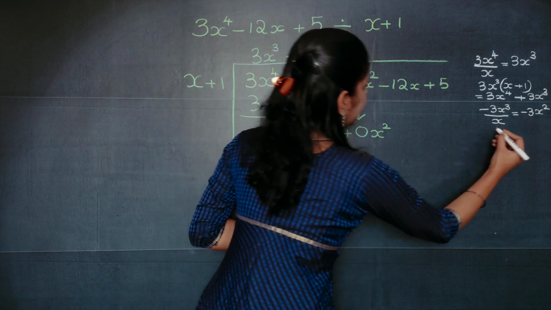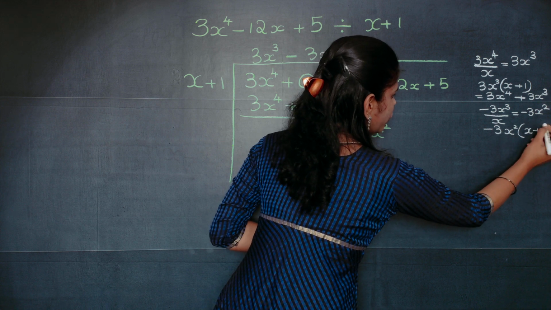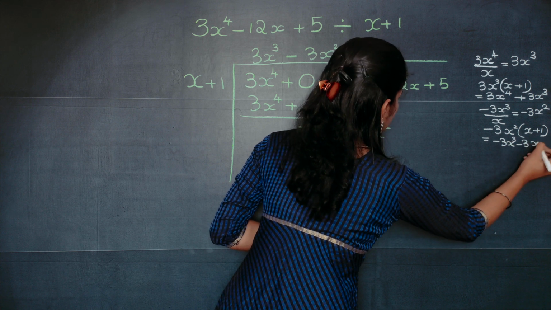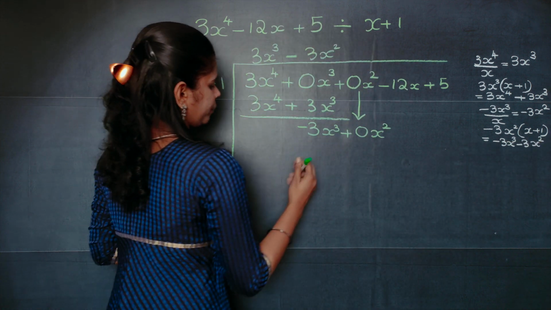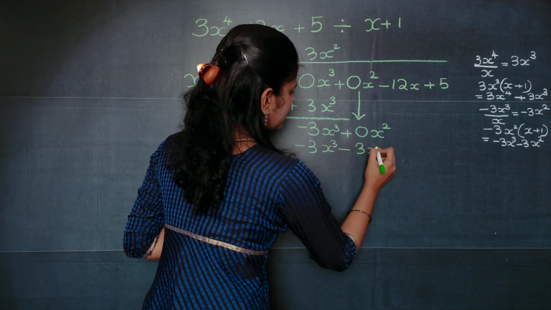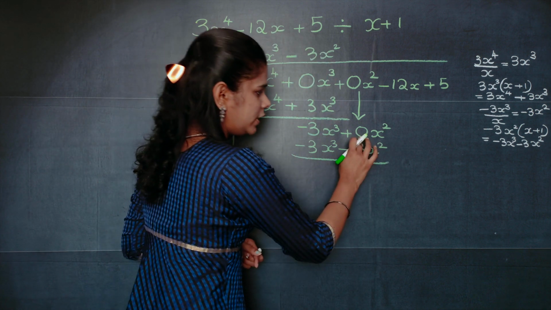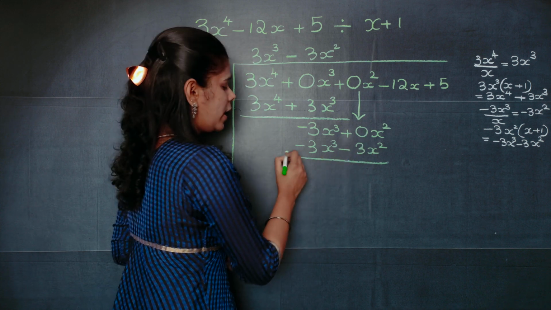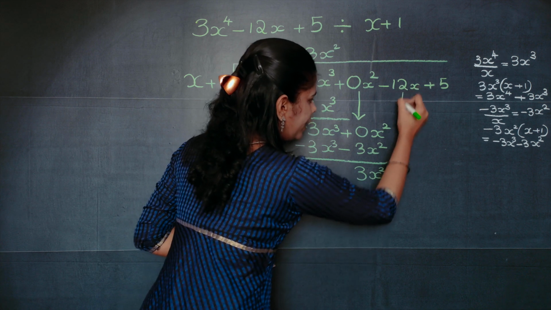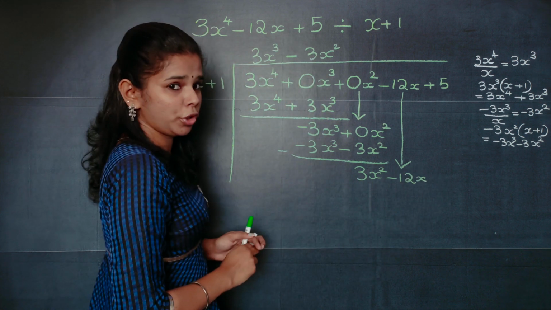Next term, you will multiply negative 3x square and the divisor. So when you multiply, you will get negative 3x cube minus 3x square. So that you will write here. Minus 3x cube minus 3x square. Now when you subtract, it becomes 0 here. 0 minus negative 3 becomes 0 plus 3. So it becomes 3x square, and you will bring down the next term, that is minus 12x. Now this is your new dividend.